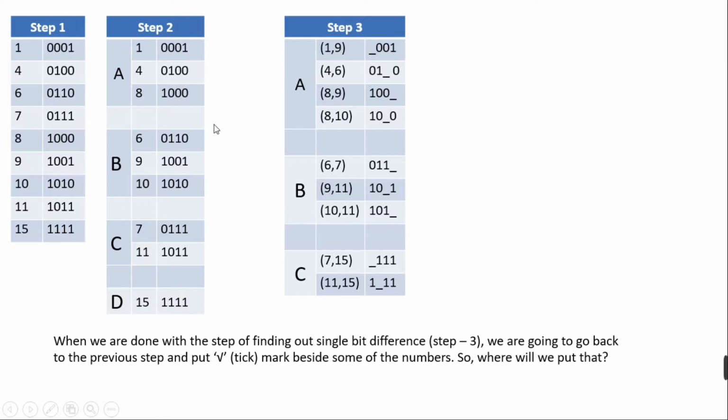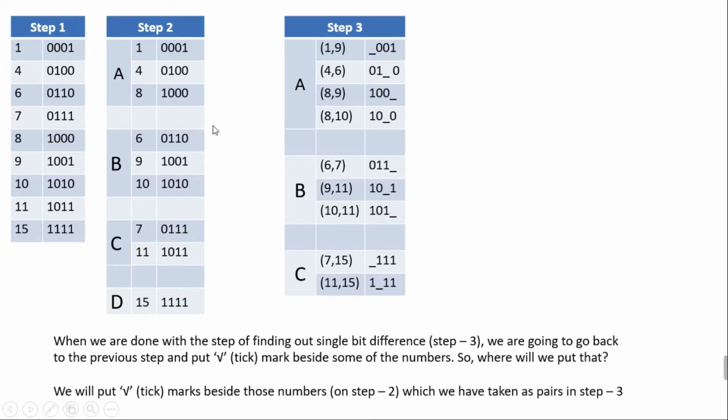So how will we actually put that? So let's see the rule. So we'll put tick marks beside those numbers on step 2 which we have taken as pairs in step 3. So what does it actually mean? That means you can see that in step 3 the first pair was 1 and 9. So we're going to go back to step 2 and we're going to put tick marks on 1 and 9. Alright. So next the pair is 4 and 6. So we're going to put tick marks on 4 and 6, just like that. Okay, so we're gonna do the same thing for all of those pairs.